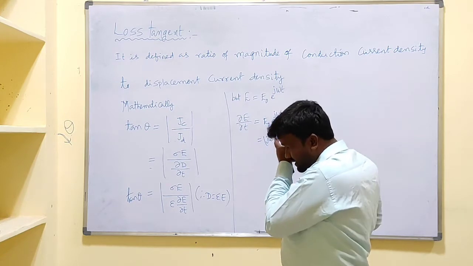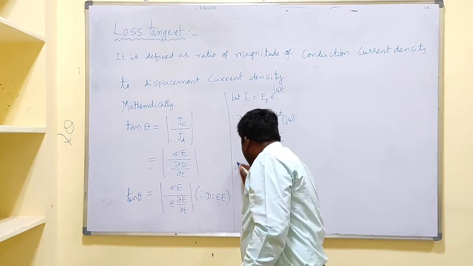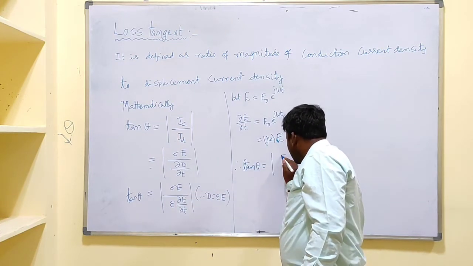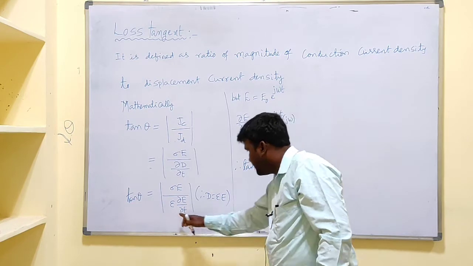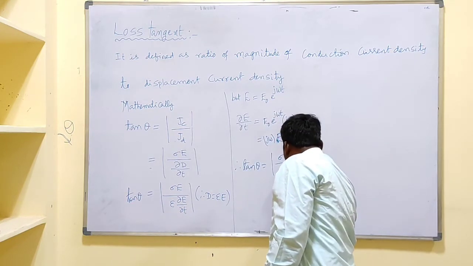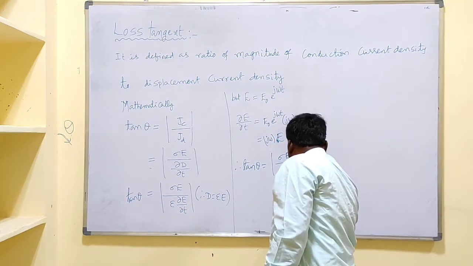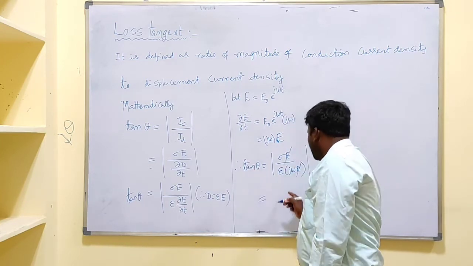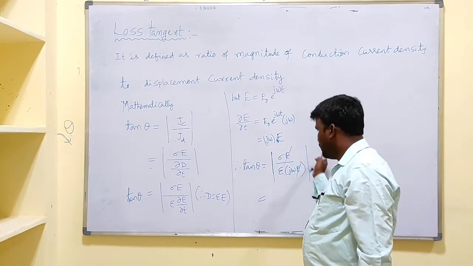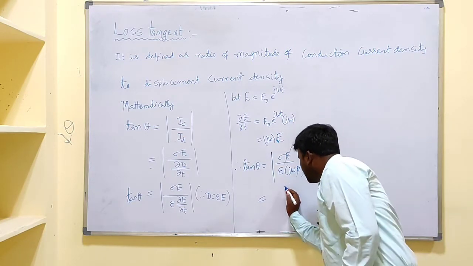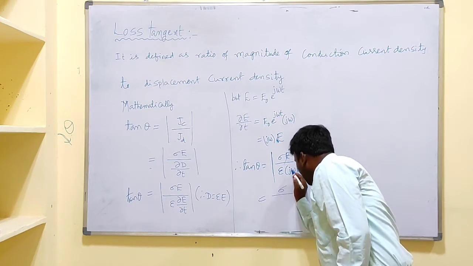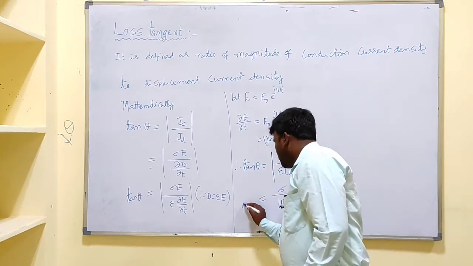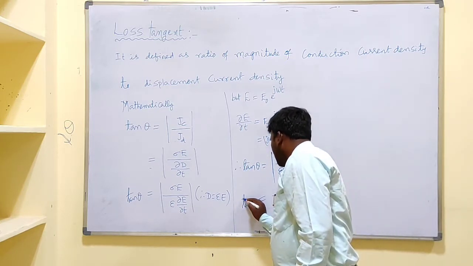Therefore tan theta is equal to mod sigma E over, here epsilon dou E by dou t can be written as j omega into E. Now this E cancels out, as we need to consider the magnitudes. So that is sigma by j omega epsilon. The magnitude of j omega epsilon is nothing but omega epsilon. So this is called loss tangent.